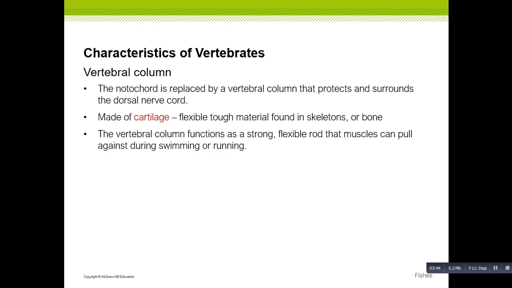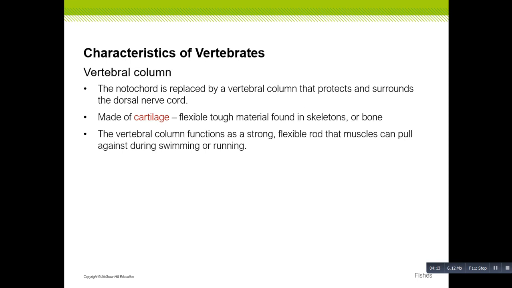All right, now that vertebral column is the most important characteristic of vertebrates. The vertebral column is going to be made of cartilage or bone. Cartilage is a flexible, tough material that is found in skeletons, or, for example, we have bone in our skeleton. A good example of a vertebrate that has cartilage that makes up its skeleton is a shark.